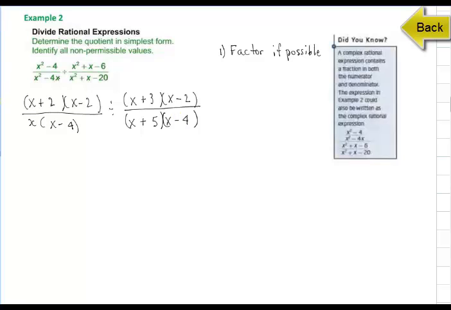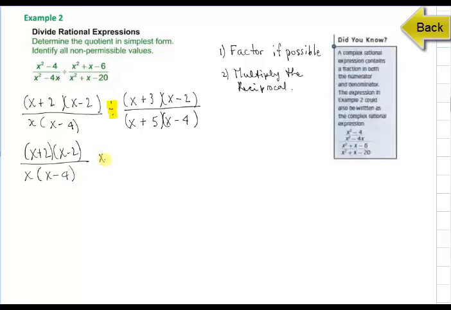Okay, now we keep in mind that this is a division question. So our next step is to multiply the reciprocal. So x plus 2 times x minus 2 over x times x minus 4 times. What was in the denominator before is now in the numerator, and what was in the numerator before is now in the denominator.